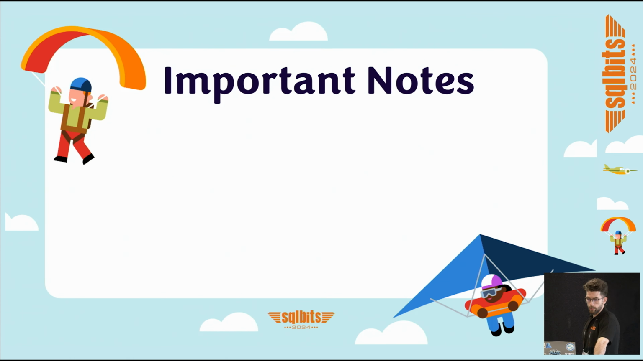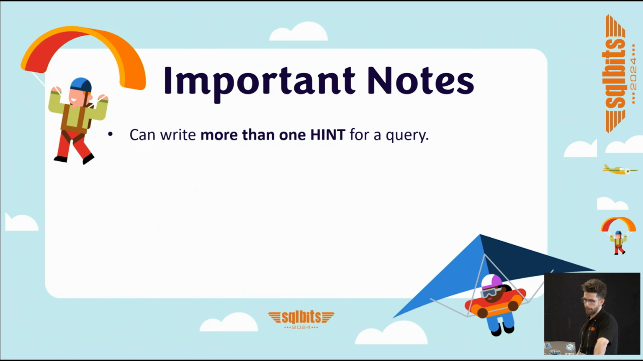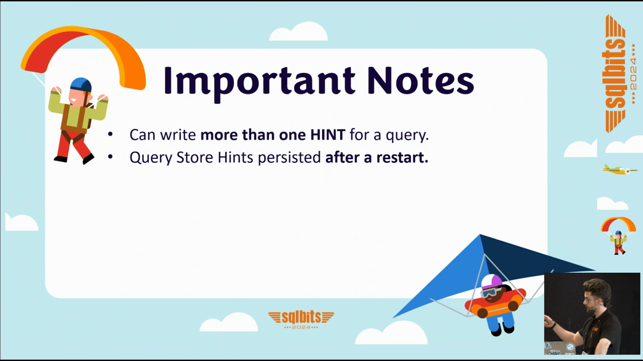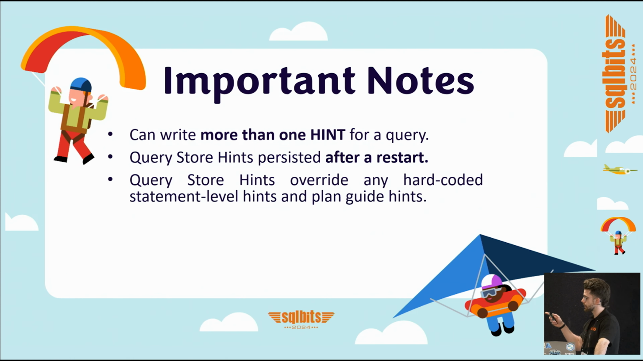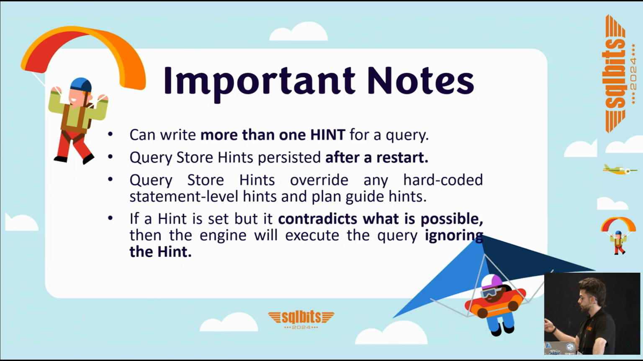So some important notes on the query store hints. So basically, you can write more than one hint for a specific query by passing a string with all the hints that you want to apply. All the hints applied are persisted after system restarts, so same thing as query store. Query store hints take precedence over the hard-coded statement level hint. So if you have a hint on your code and a hint on the query store, the query store hint will take precedence on that. And also, if you specify an impossible action on the query store, the engine will understand it and will avoid it, ignoring the hint, and execute the query normally.